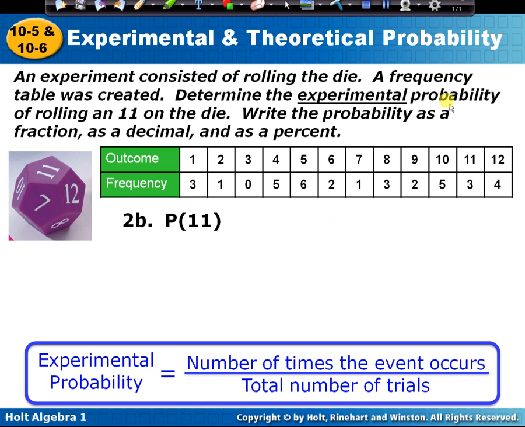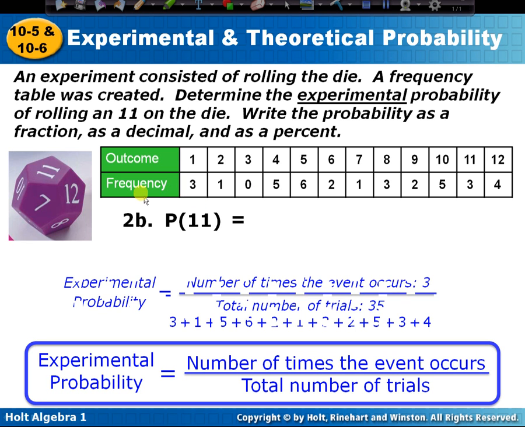All right, so I want to know now the experimental probability of rolling an 11 on the die. I have to determine how many times this experiment was conducted. How many times did we roll the die? So to do that, I have to add up all of my frequency numbers here, and when I add all those up, I'm going to get 35. So the total number of trials, the total number of times the die was rolled, is 35.